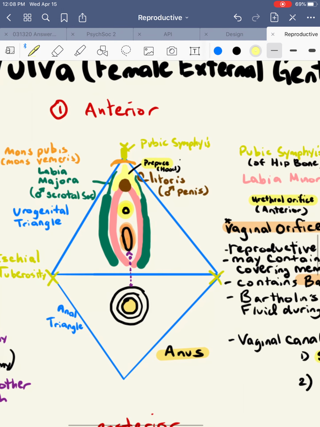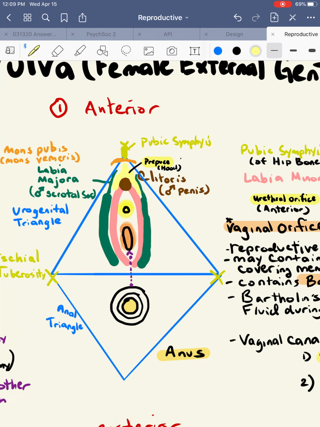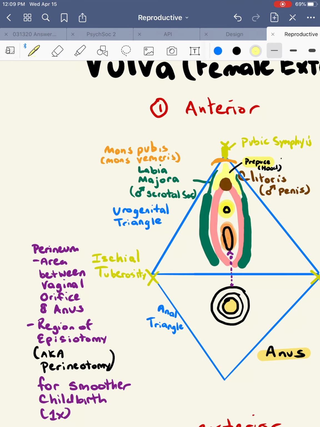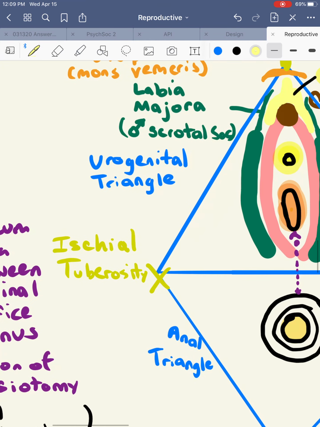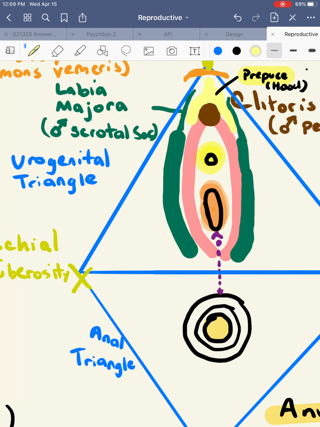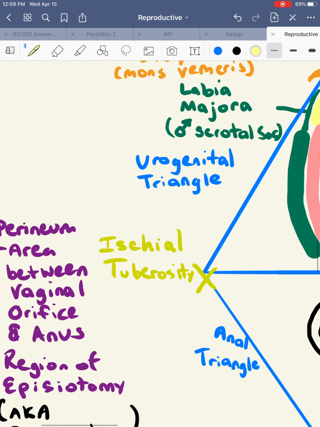Next up is this region here I have drawn for you in purple. It is between the vaginal orifice and the anus. This is called the perineum. What is the purpose of the perineum? Here I have written for you, the perineum is the area between the vaginal orifice and the anus. I have that double arrow drawn for you right over here.